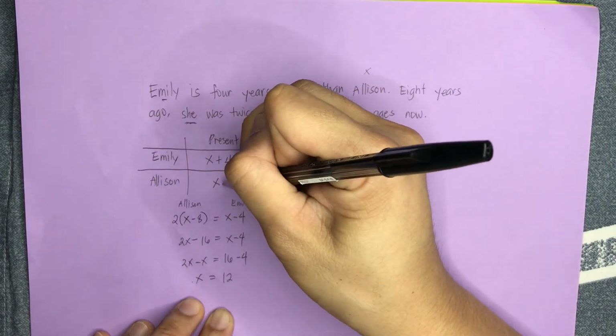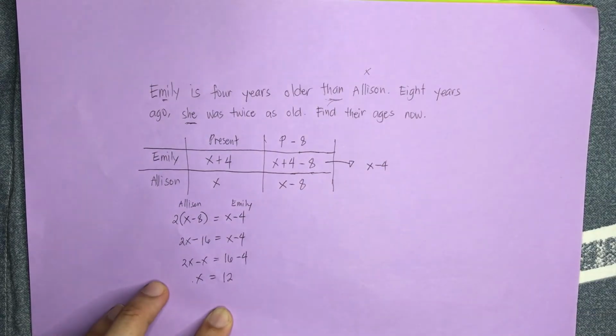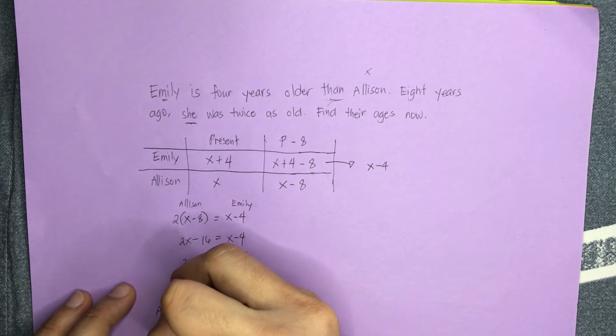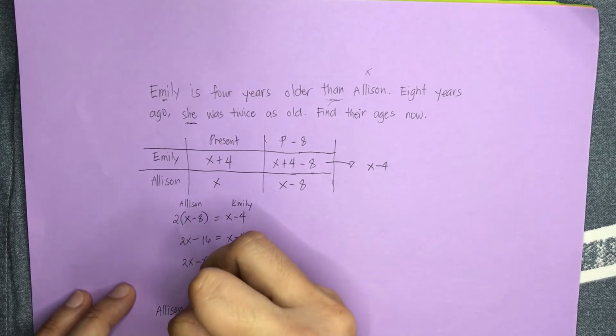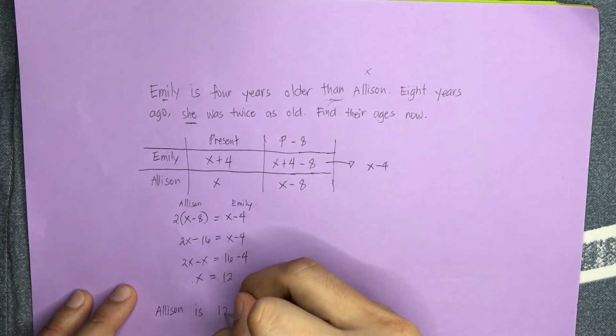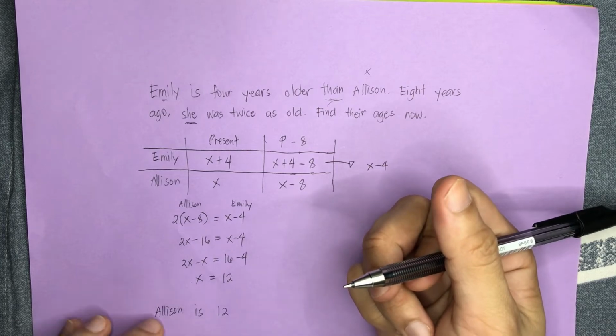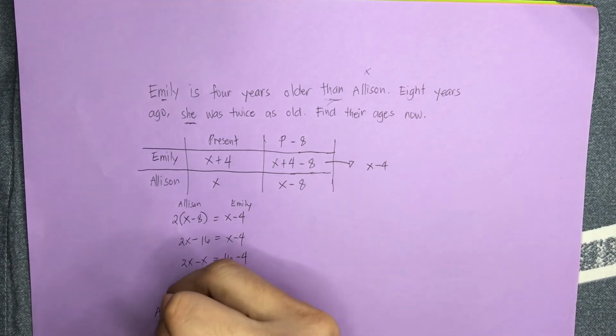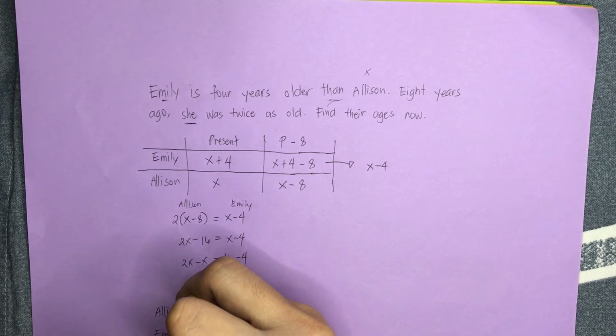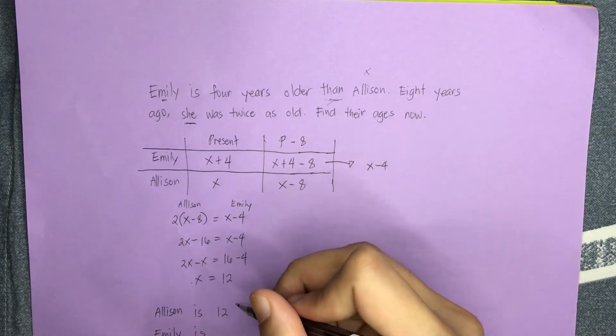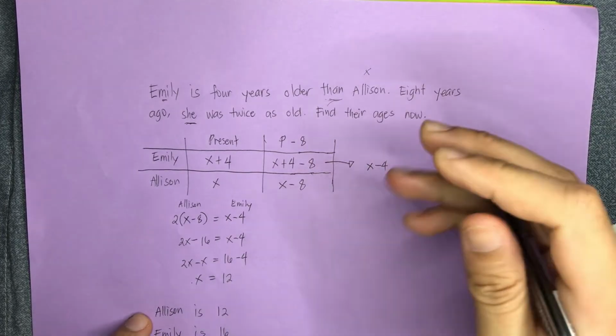Who is our x again? This will be Allison. So Allison is 12 years old, while Emily is 16 years old.